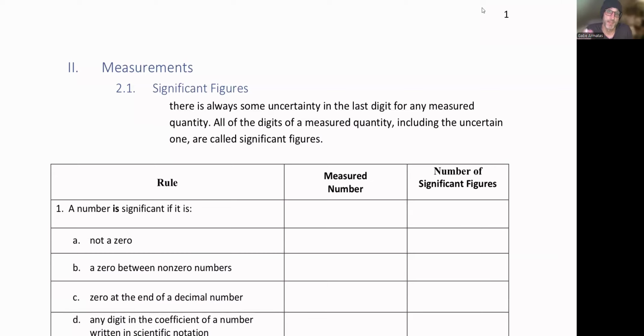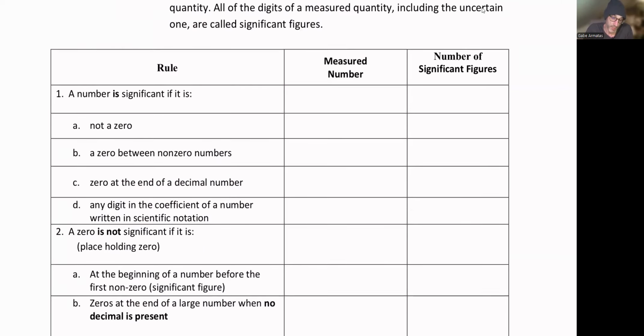So whenever we're taking a measured number, we are going to figure out what the significant figures are by this kind of idea here. So first of all, a number is significant if it is not a zero. So if I were to write down a measured number, and it's really important that this is a measured number, 231.16, every single digit there is considered significant. So I have a total of five significant figures there.